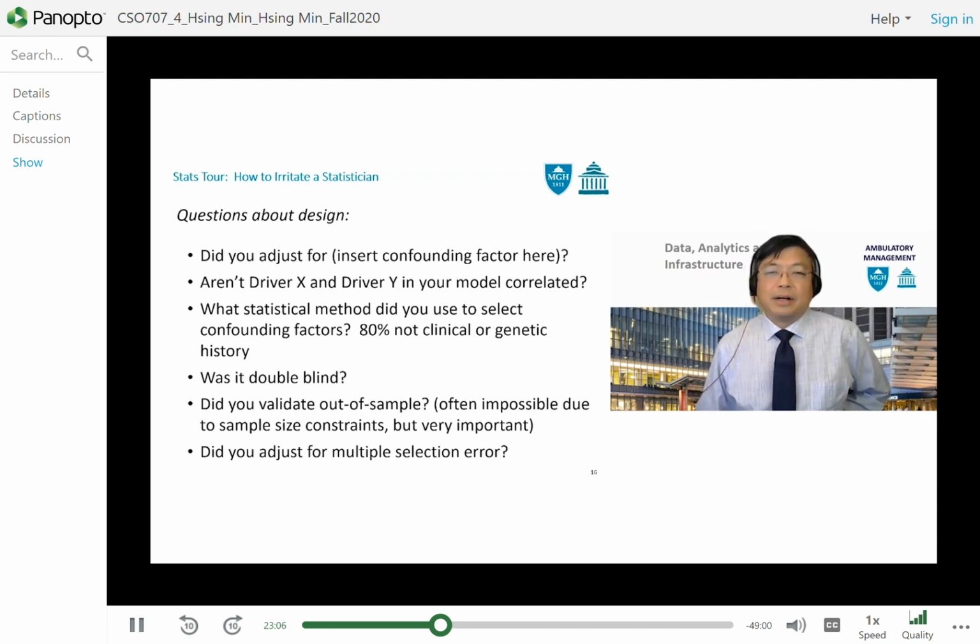Multiple selection error, very, very common problem. Basically, it means taking several shots at the same target. So regression fishing is an example. Some meta-analysis boils down to multiple selection, taking multiple shots at the same target. Also, you might see a study with multiple endpoints, but using the same trial population.